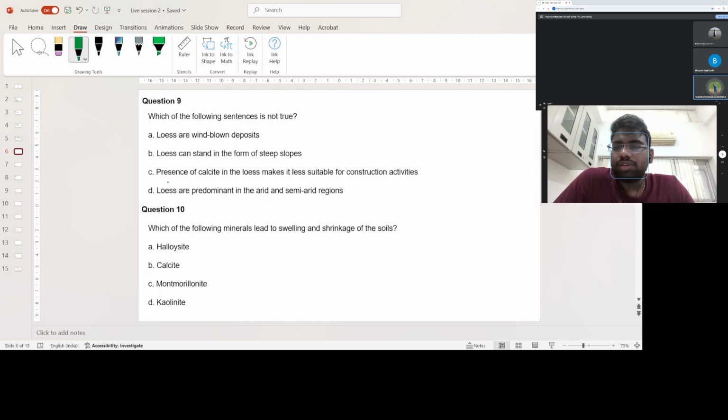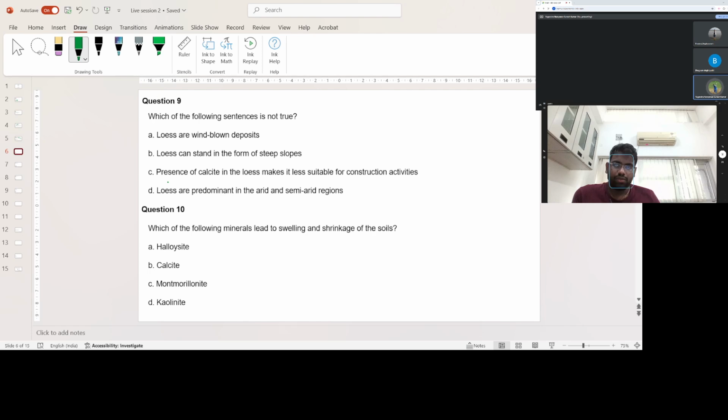But as we saw, loess are weakly cemented, right? Why can it not stand in steep slopes? Any answer or any logic for that? You can say freely. It is just a discussion, for the sake of discussion. If you have any logic, you are welcome to put it forward.